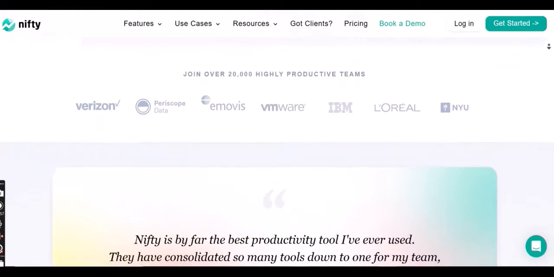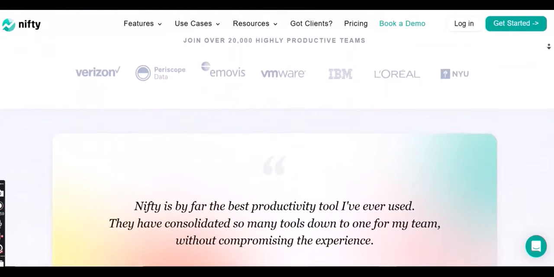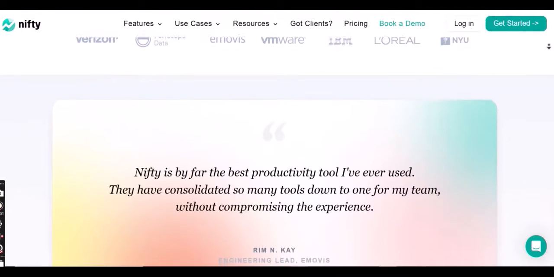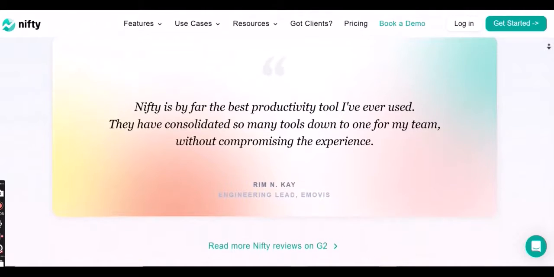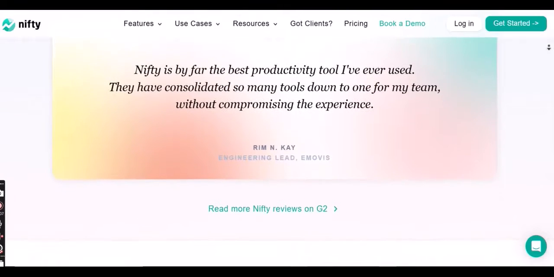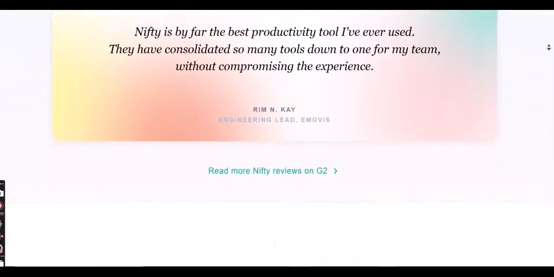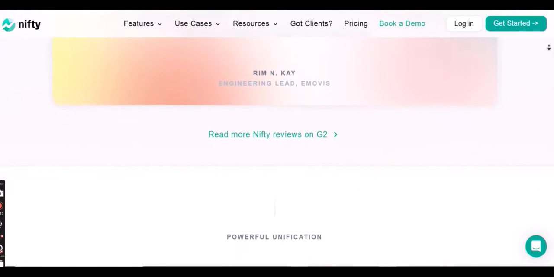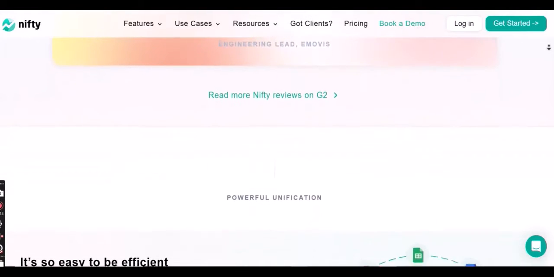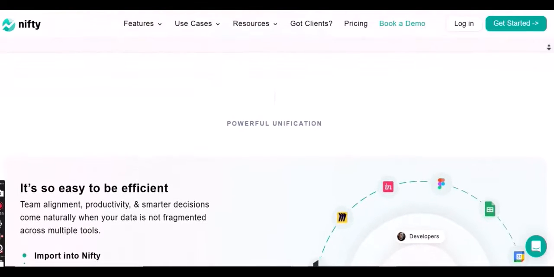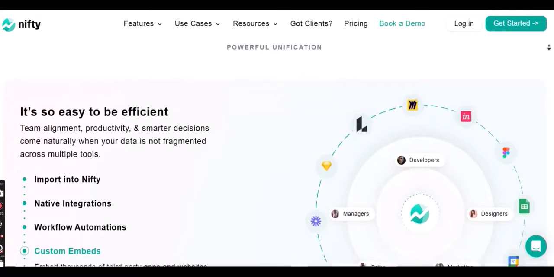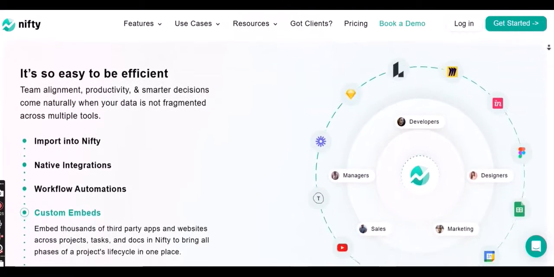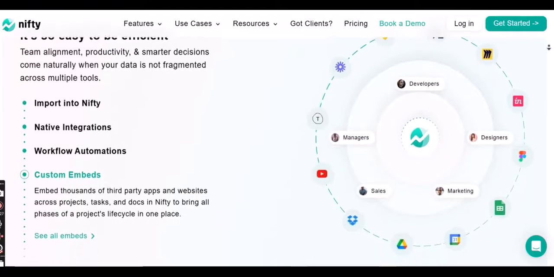Benchmark Index. The Nifty 50 is India's premier benchmark index. This means it's widely used by investors, fund managers, and analysts to gauge the general direction and performance of the Indian equity market. Top 50 companies. The index comprises the top 50 Indian companies across various sectors that are listed on the National Stock Exchange, NSE, based on their free float market capitalization. These are typically large, well-established companies, often referred to as blue-chip stocks.